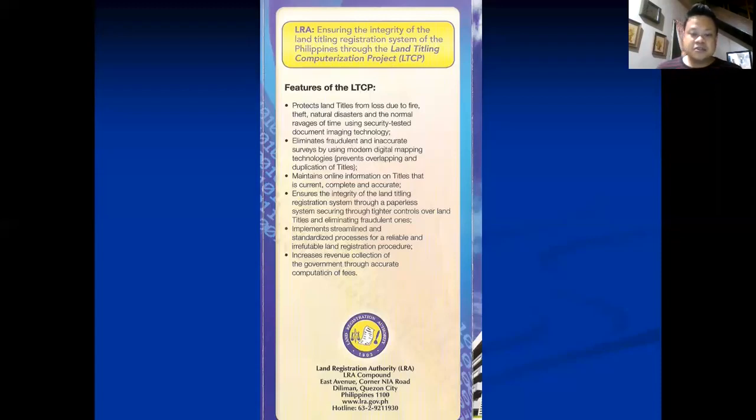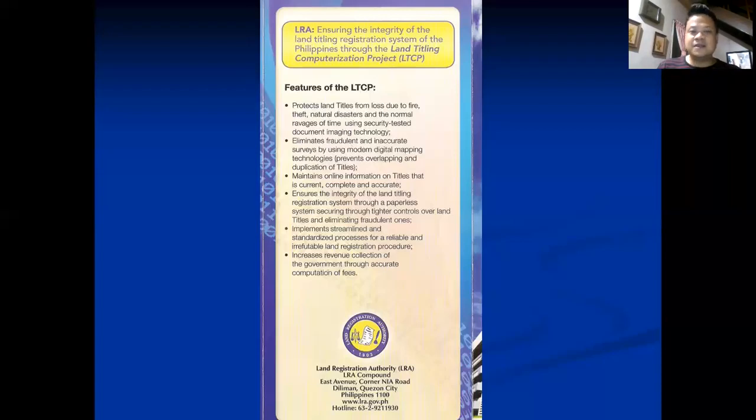So ano yung standard sa Davao? That is the standard in Manila. That is the standard in Cebu. And increase revenue collection of the government through accurate computation of fees. Kasi standardized yung fees. Computerized siya. So you cannot make patong, you cannot make bawas to the fees.